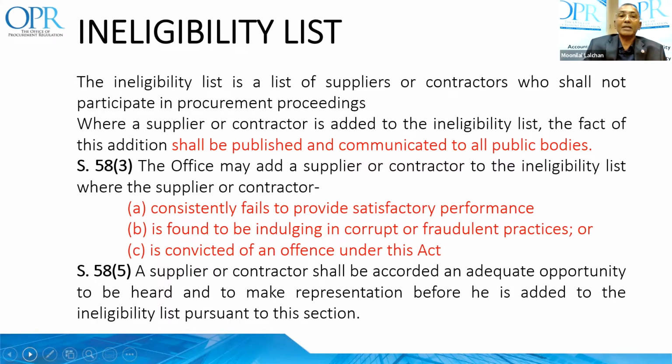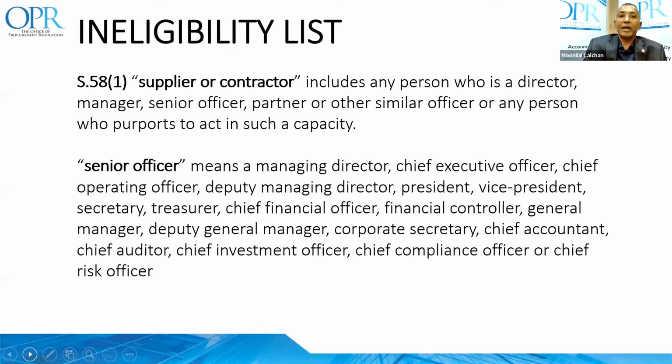Now, who is placed on that list? The supplier contractor includes any person who is a director, manager, senior officer, partner, or other similar officer, or any person who purports to act in such a capacity. And senior officer has a wide definition, as you can find, from managing director straight down to chief risk officer, and everybody in between could be debarred.